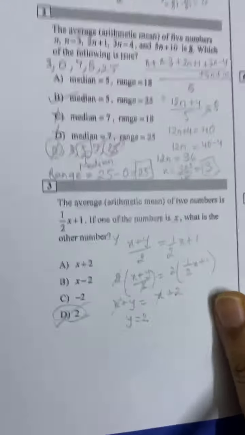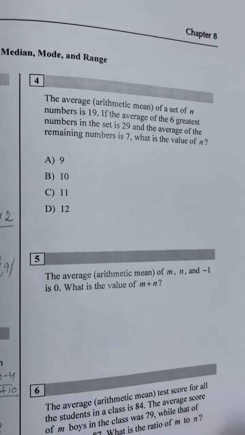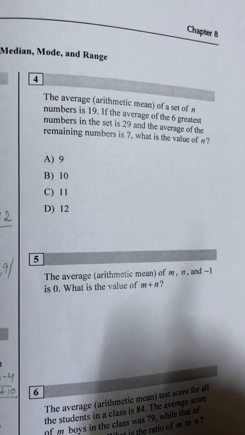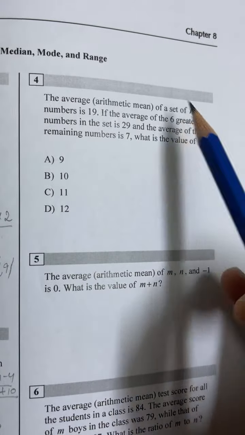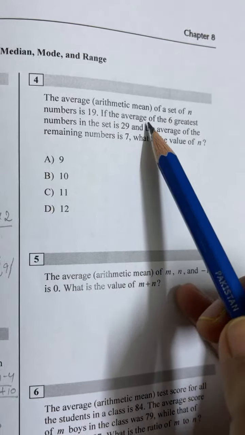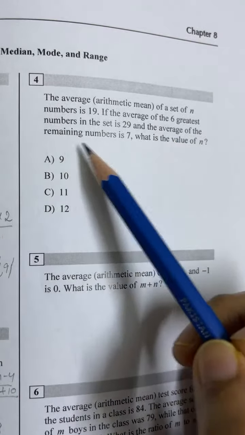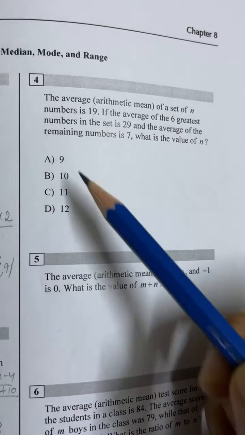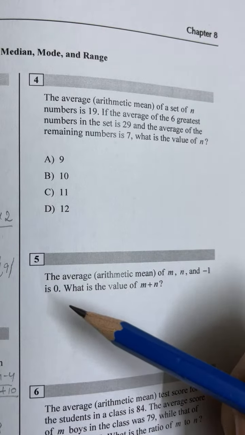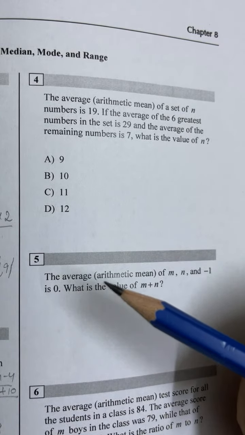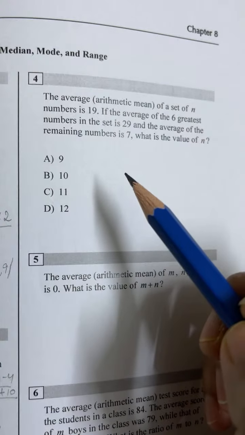Question number 4 is here on your computer screens. The question says the average, or arithmetic mean, of a set of n numbers is 19. If the average of the 6 greatest numbers in the set is 29 and the average of the remaining numbers is 7, what is the value of n? You have been given 4 options. You have 30 seconds to try that out. You can pause the video and try it out yourself. Then let us solve together to know the right answer.